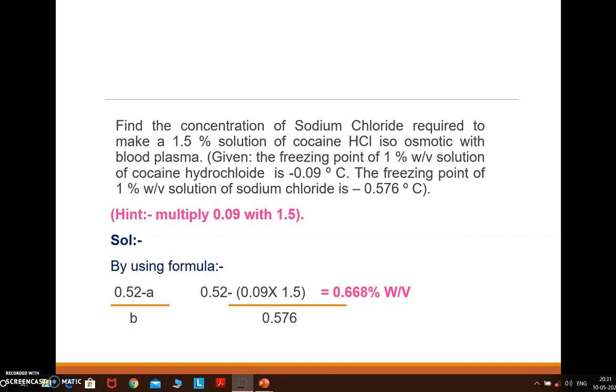So we have discussed three different types of sums. First one was without A, next one was with A, and third one was with A and the concentration was changed from 1% to 1.5%. Now moving to the next type of sums.